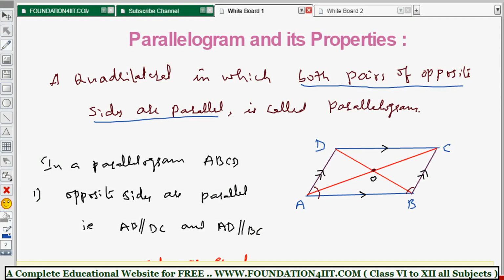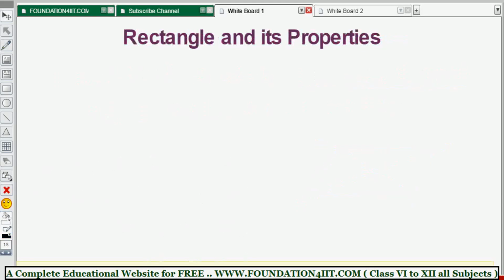And next, I'll explain to you. This is about parallelogram and its properties. Next, we'll see the rectangle, its definition and its properties also. Let's see now. Rectangle and its properties. We'll see what exactly a rectangle is and its definition. Then let me show you some properties of this rectangle also.